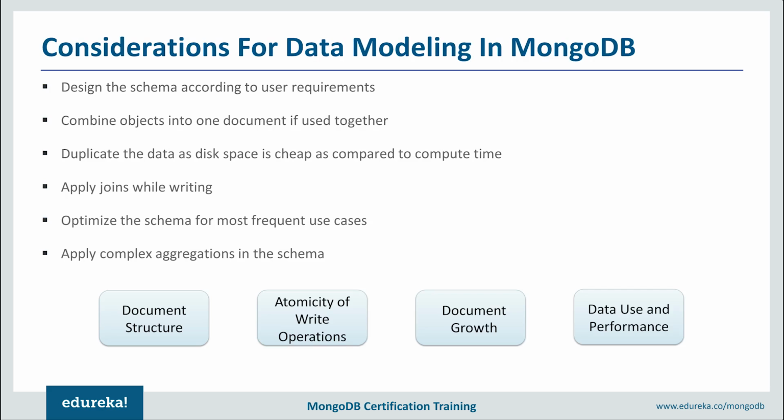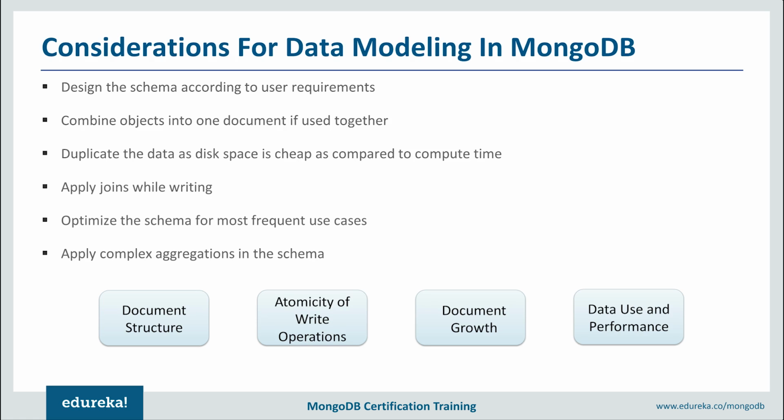The next thing is going to be considerations for data modeling in MongoDB. Document structure: you should know your structure, then only you can go for the modeling. Atomicity of the write operations: if you have more atomicity of the write operation, you'll go with the embedded modeling. If you don't have atomicity operations, I'll go with the reference model.